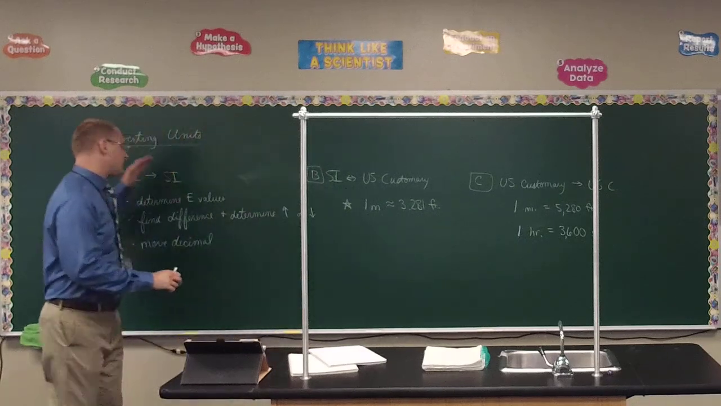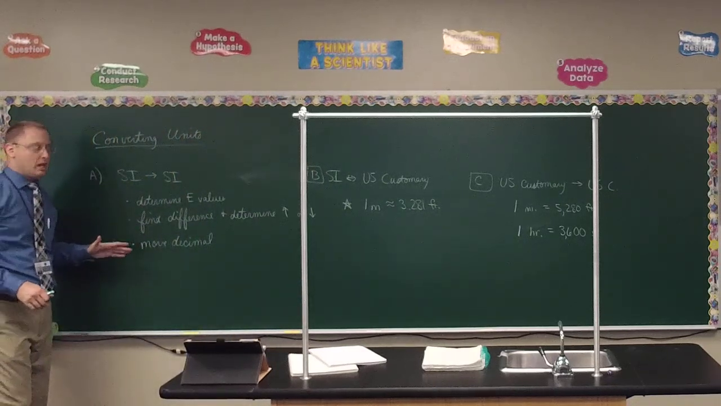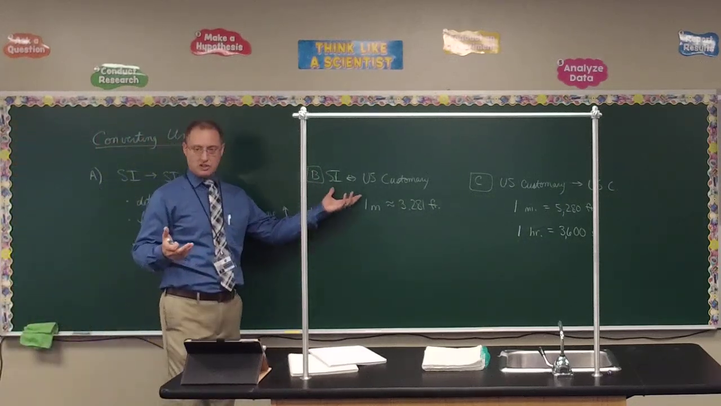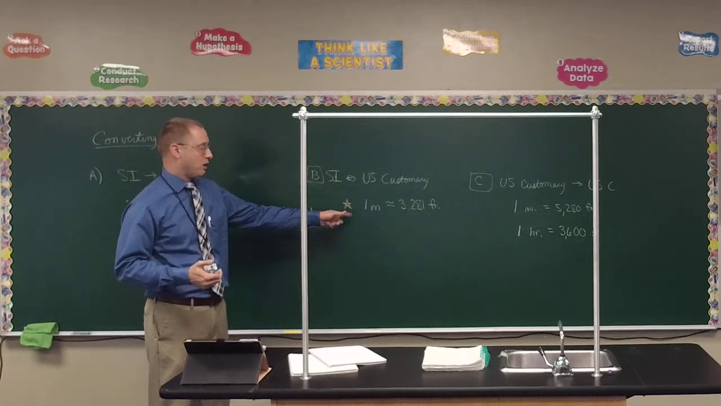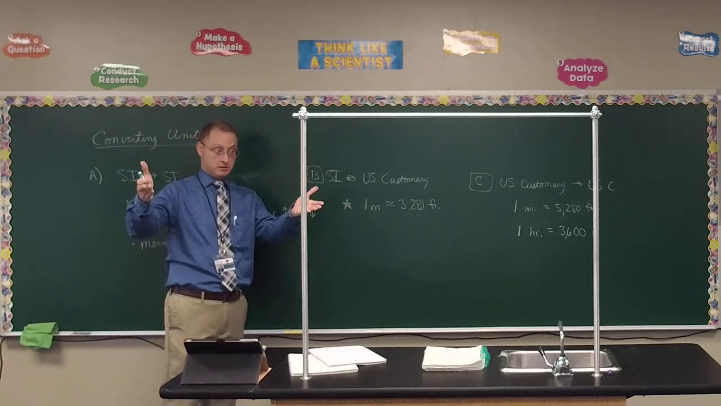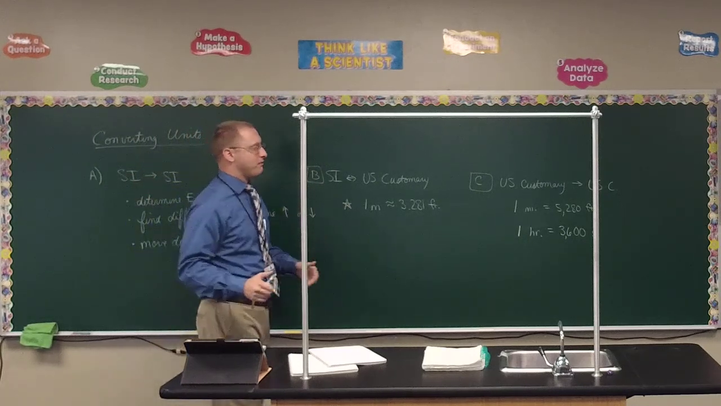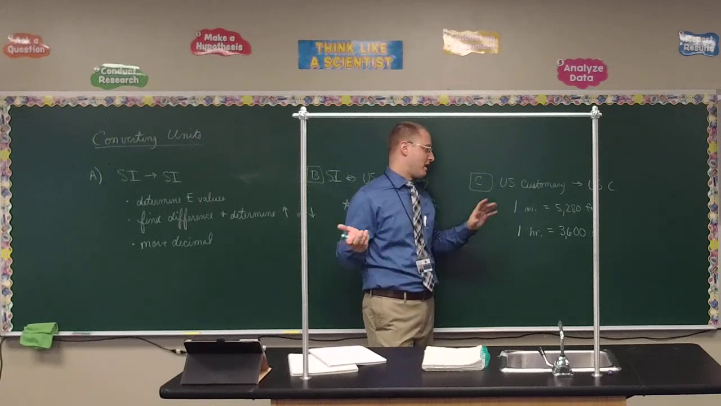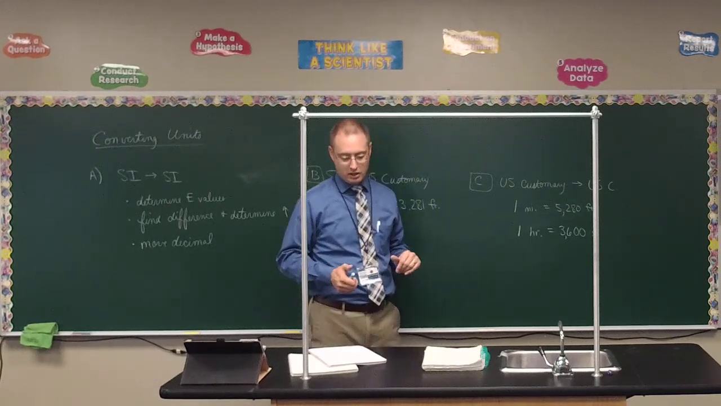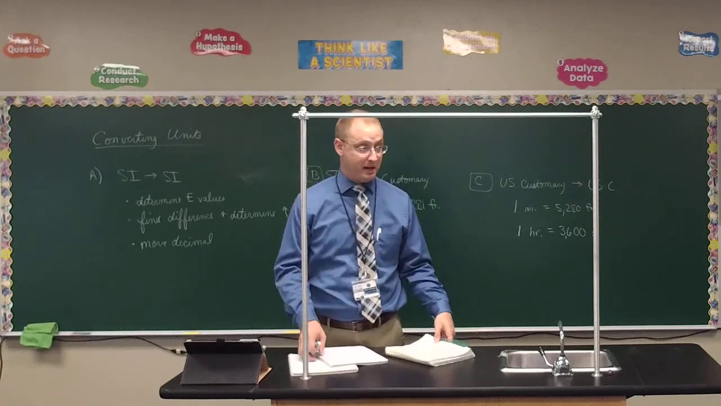So if it's within SI, it's all about E-values. If you try to blend in a U.S. customary unit somewhere, the only one you really need to worry about this year is meters and feet. 1 meter is approximately 3.281 feet. And then we need to know that a mile has 5,280 feet, and an hour has 3,600 seconds. Questions on that?